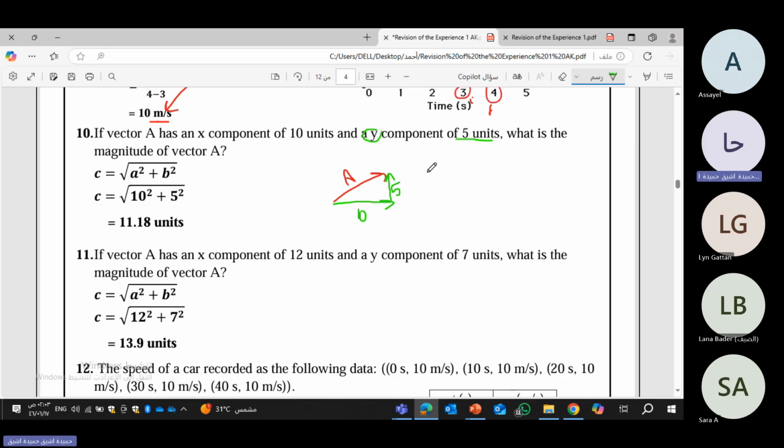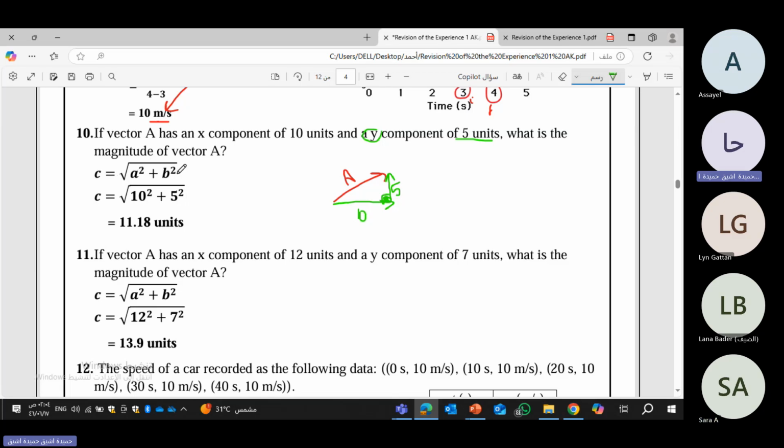How do you find A? It is actually a right angle, and then this is how you find it. Can you add 10 plus 5? Can you add both of them? No, because we have X and Y. Yes, by the Pythagorean theorem. We already know C equals the square root of A squared plus B squared.